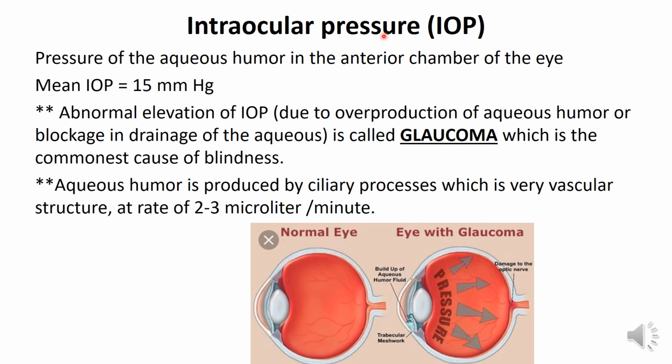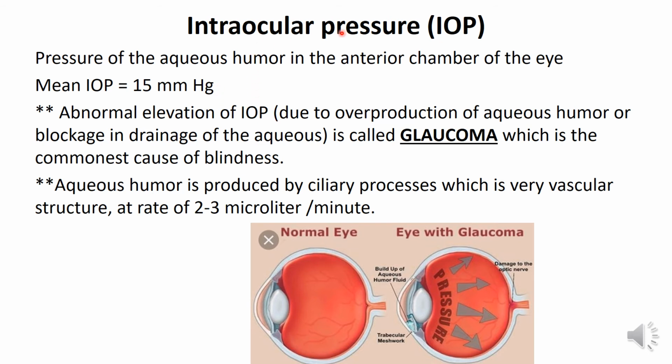Intraocular pressure. What is meant by intraocular pressure? It means the pressure of the fluid in this place, the aqueous humor, and the pressure can be measured in practice, and the mean intraocular pressure in human beings is about 15 millimeters of mercury.